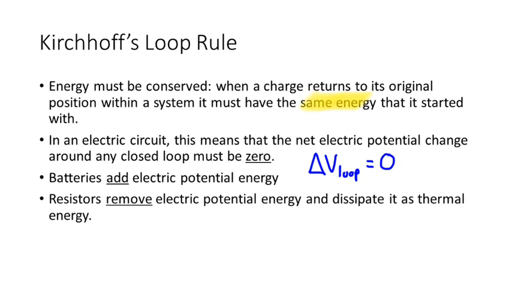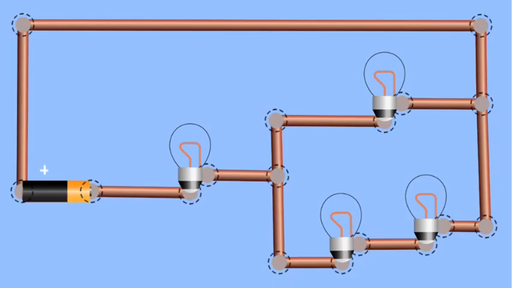Batteries add electric potential energy. Resistors, like light bulbs, remove electric potential energy, and again, they dissipate it as thermal energy. So let's look at an example. Suppose we take a 10-volt battery and we connect it to 4 light bulbs in a circuit like the one I've drawn, or took a picture of actually.